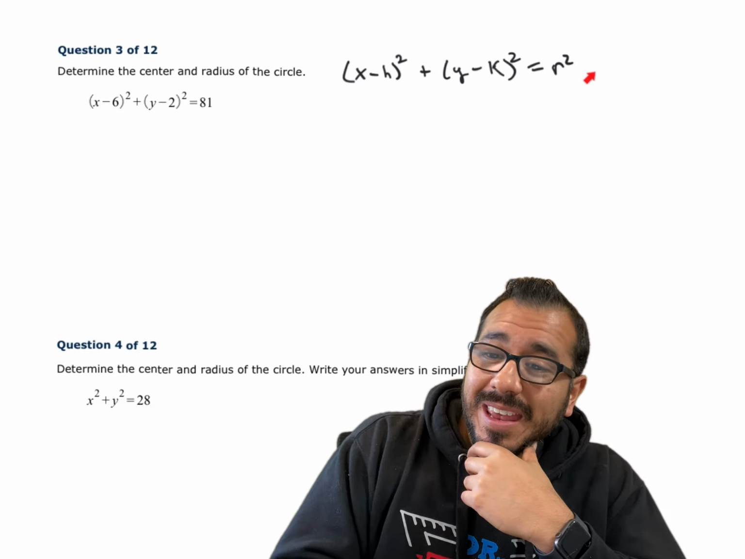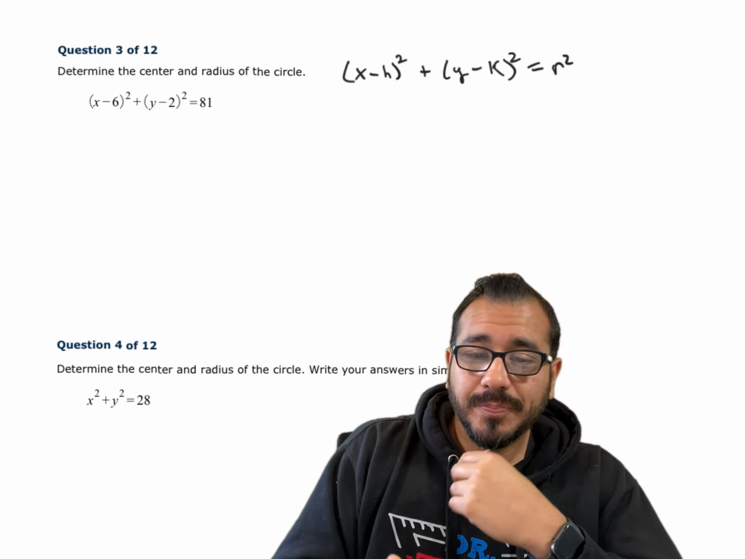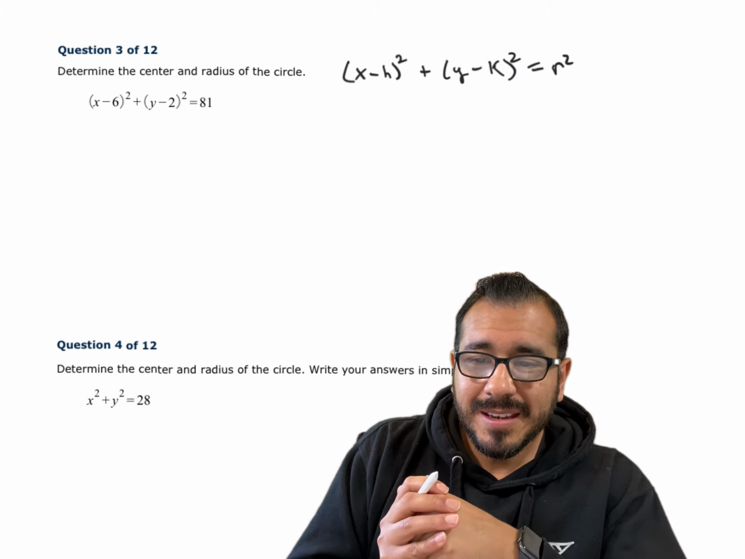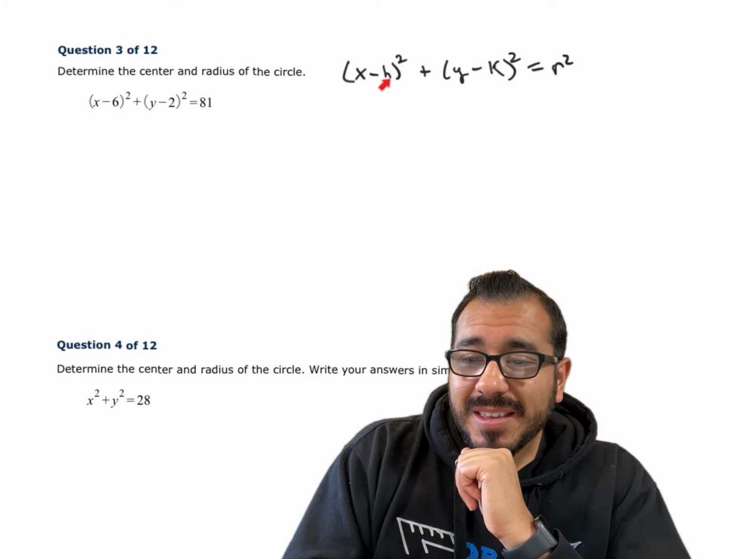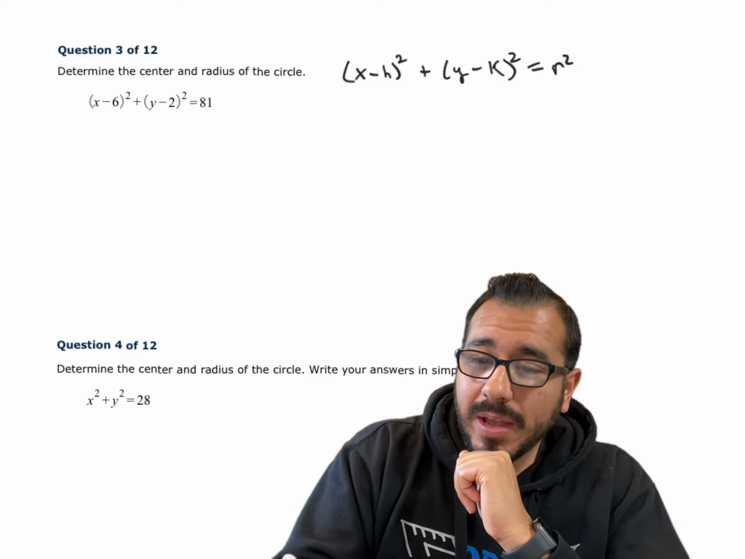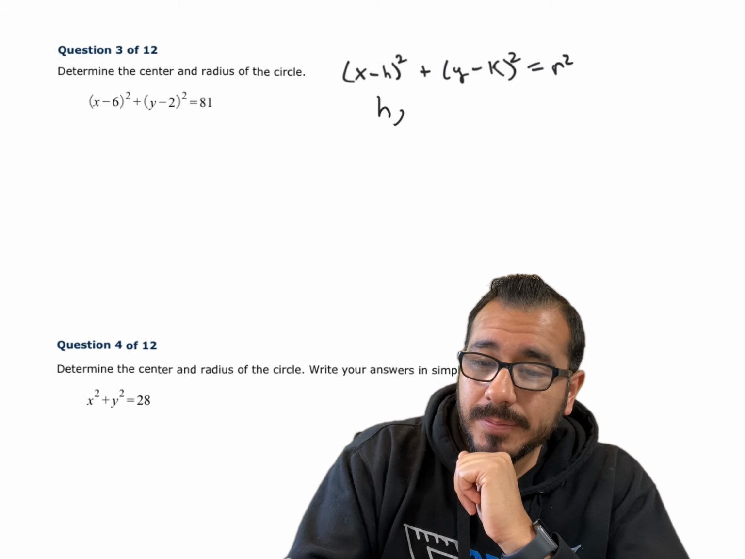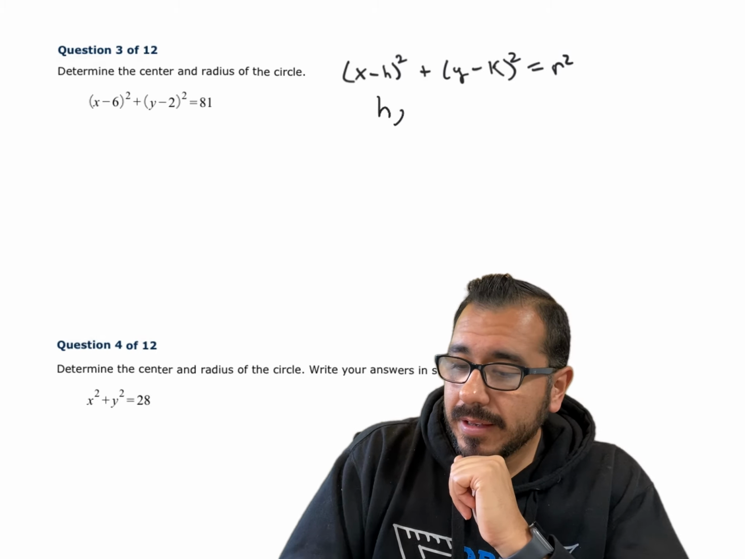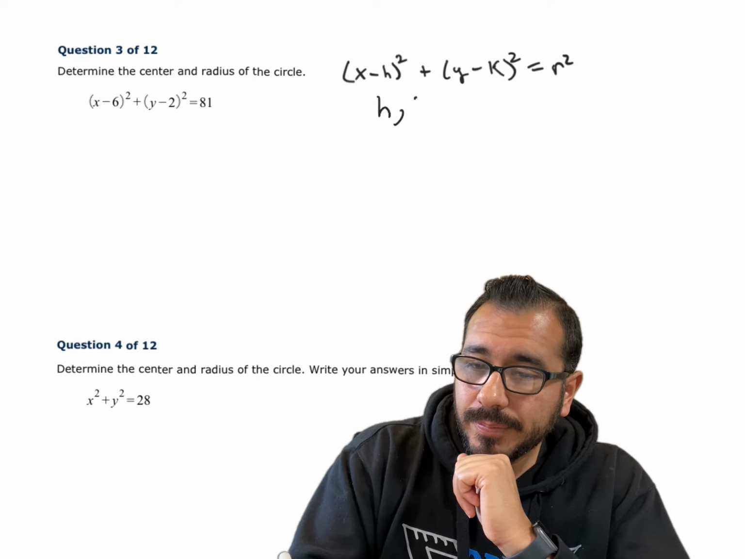So I went ahead and I wrote down the equation of a circle. All right, so with that said, what I want you to do is H and K here, H and K, what they represent. H and K, that's the ugliest K, right? Let me rewrite that.